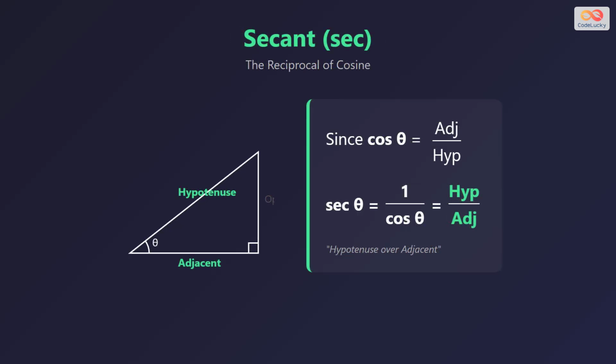Next up is secant, abbreviated as SEC. Secant is the reciprocal of cosine. Since cosine is adjacent over hypotenuse, we flip it to find secant. This gives us hypotenuse over adjacent. So, secant theta equals 1 over cosine theta.